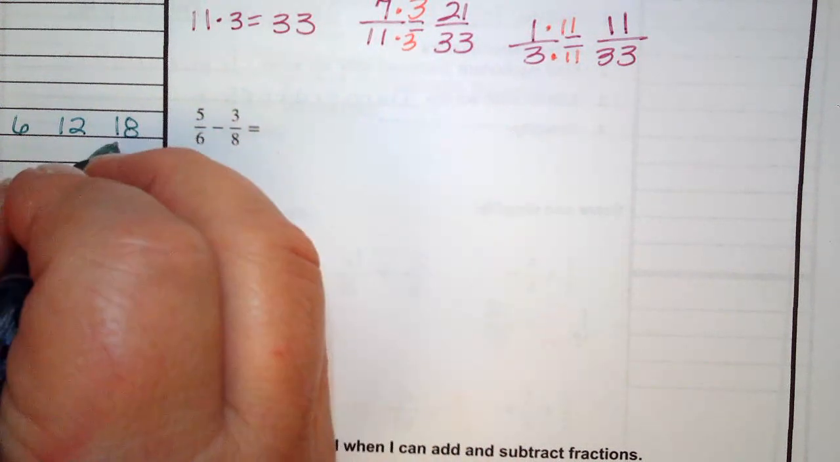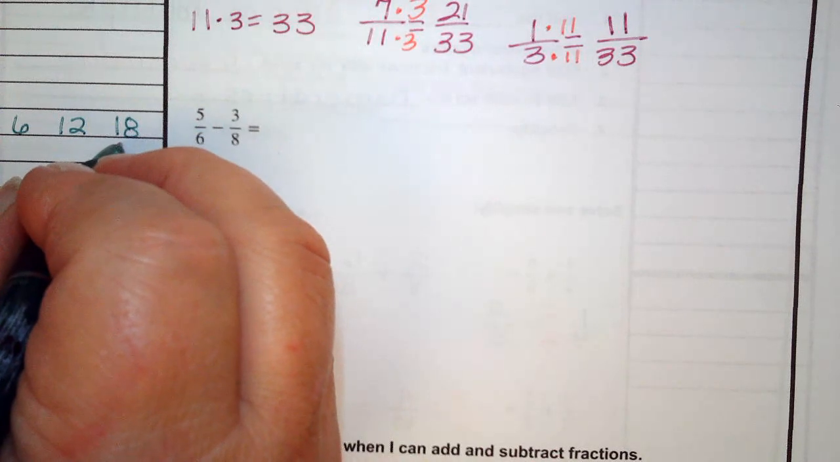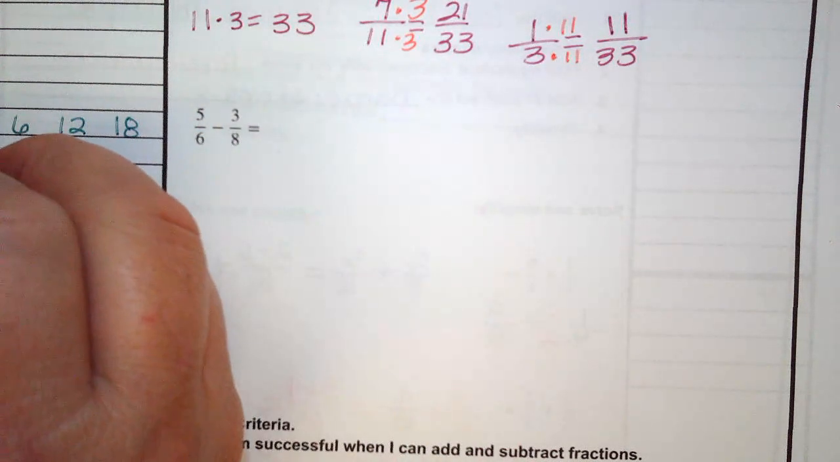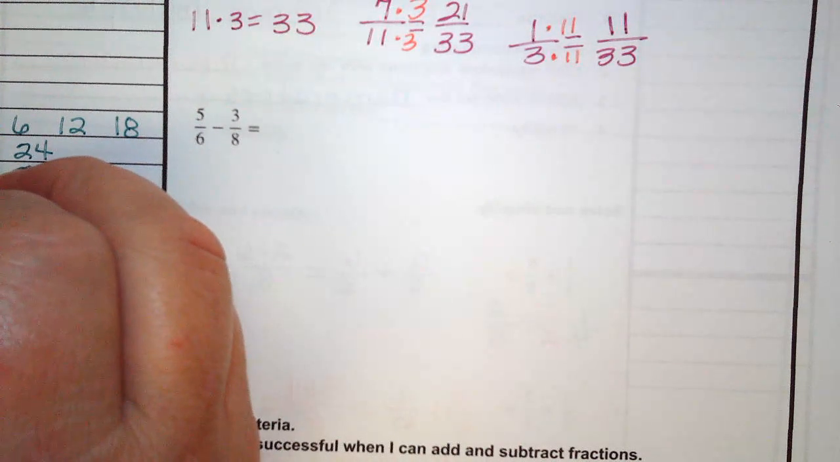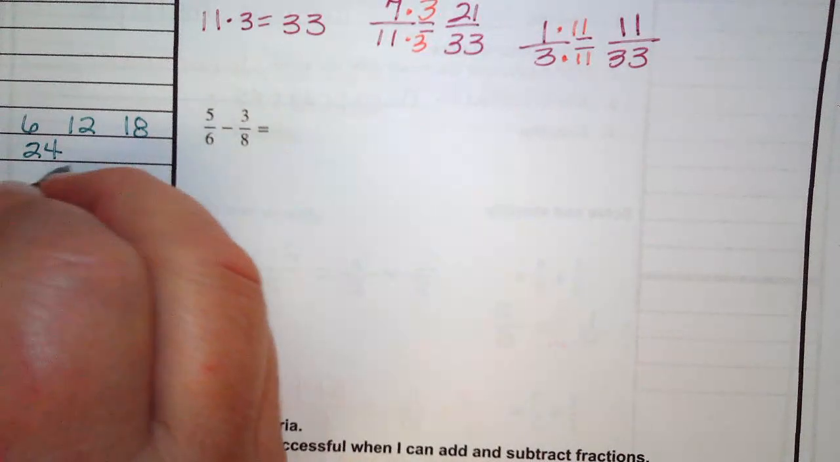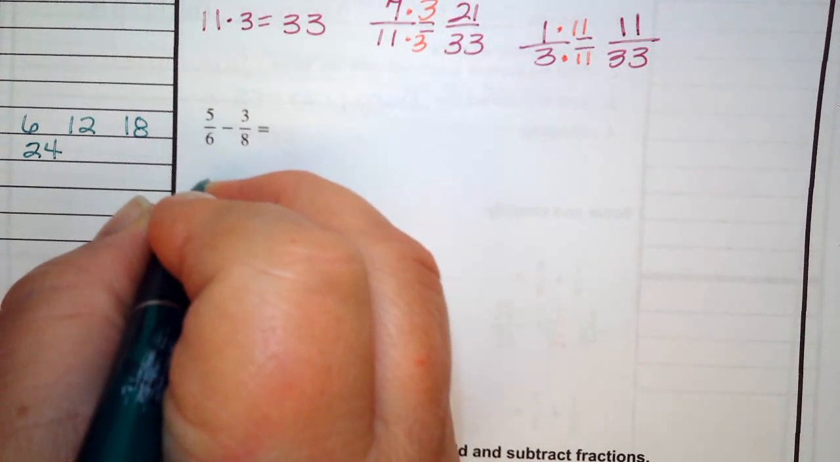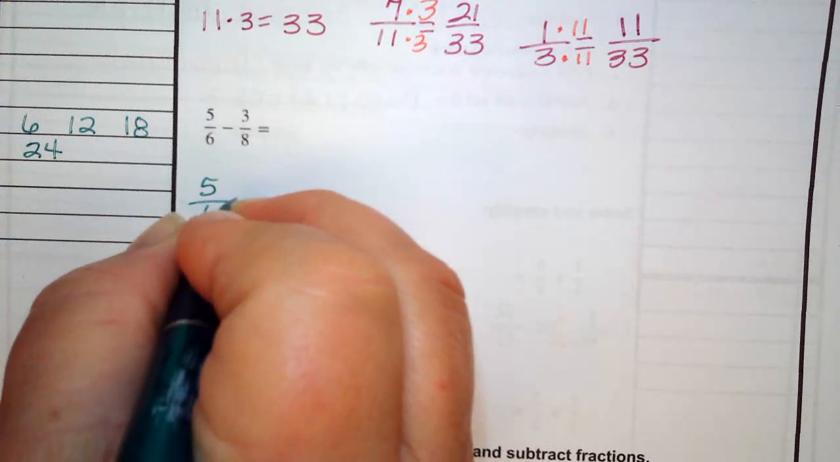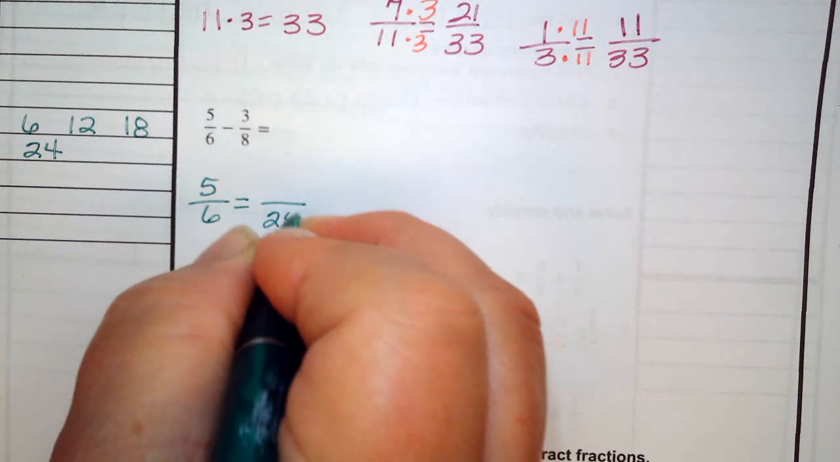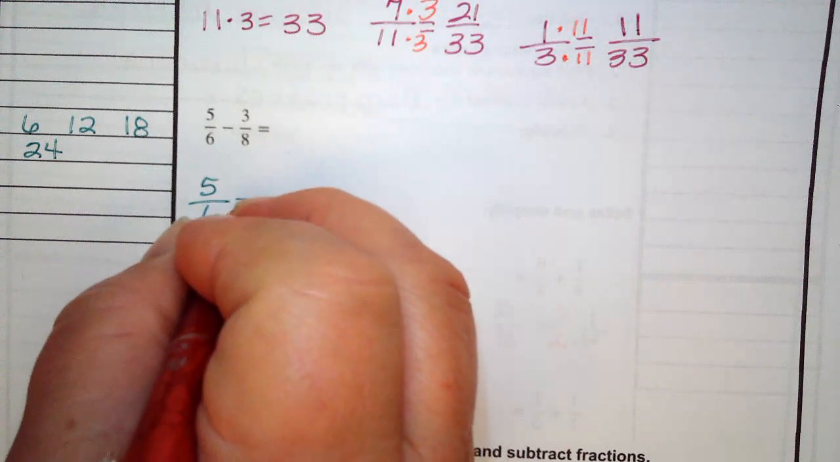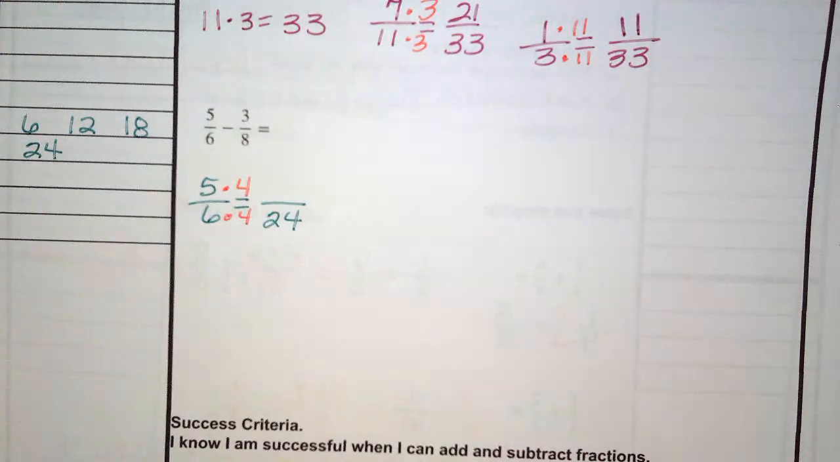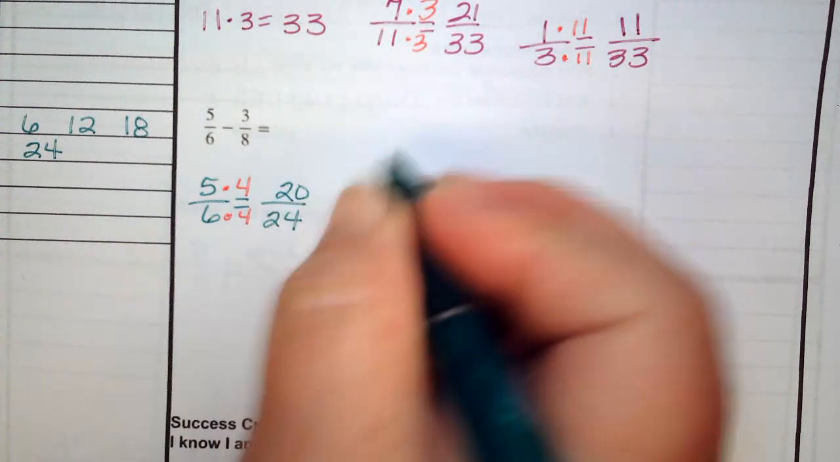Will 8 divide evenly into 18? No. Then we go to 24. Will 8 divide evenly into 24? Yes. So my common denominator is 24. 5 over 6 equals what over 24? Okay, 6 times what gives me 24? 6 times 4. So 5 times 4 will be my numerator. 5 times 4 is 20.